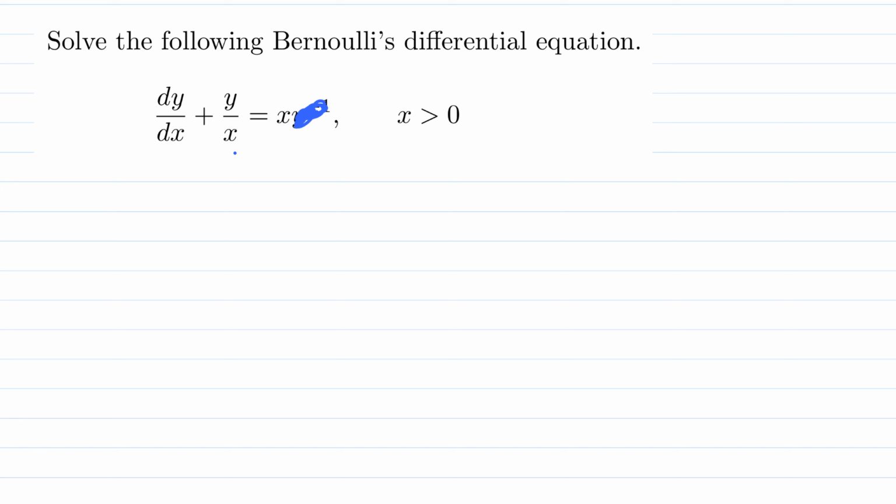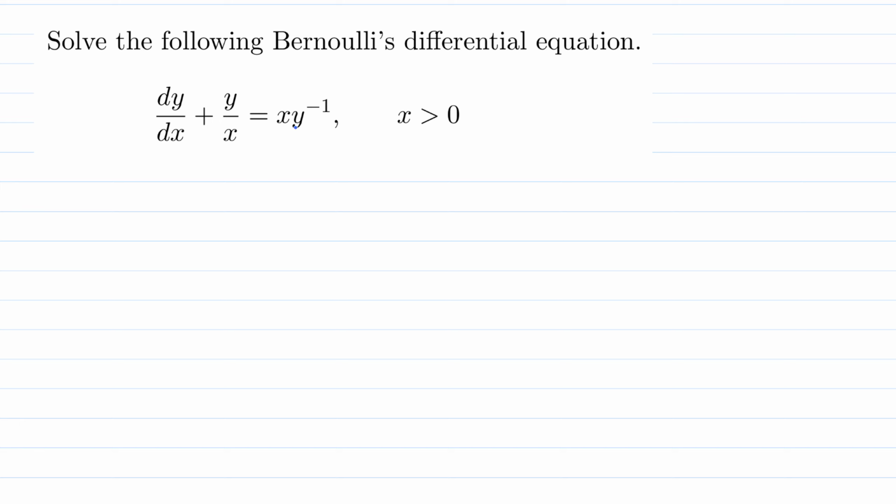let's say, now then this is linear in y with respect to x, right? dy over dx plus 1 over x y equals x. It's linear, but because of that factor it's non-linear, but just one factor. So we should be able to solve. The goal here is to convert this non-linear Bernoulli's differential equation into a linear one. After we get a linear differential equation, we find an integrating factor and go from there.